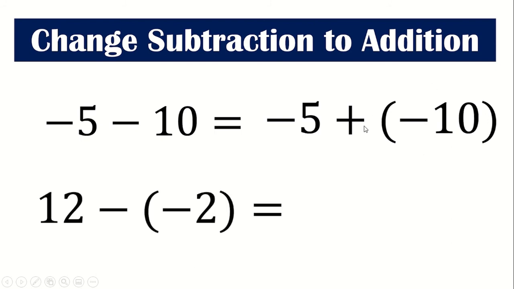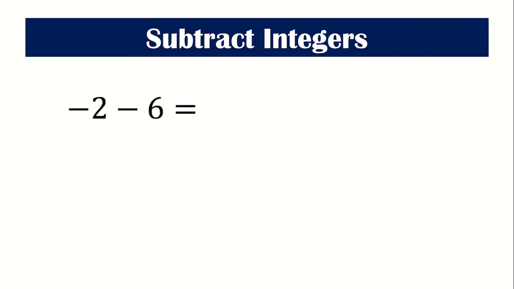How about if we have 12 minus negative 2? It is just the same as 12 plus the opposite of negative 2, which is positive 2. So now what happens after we change subtraction to addition? We just have to follow the rules in adding integers. So let us have an example.